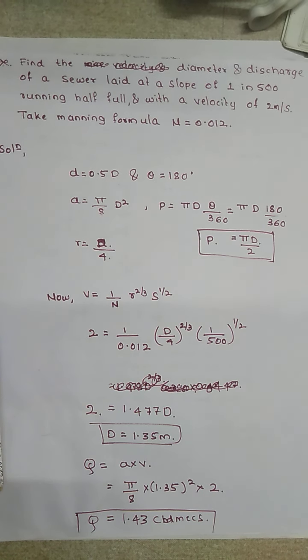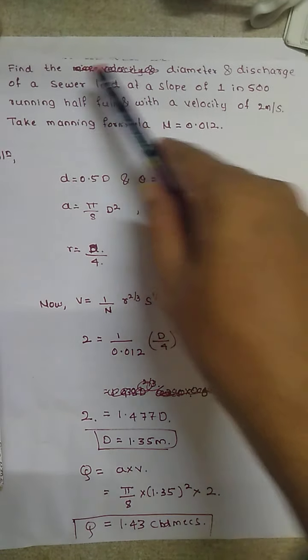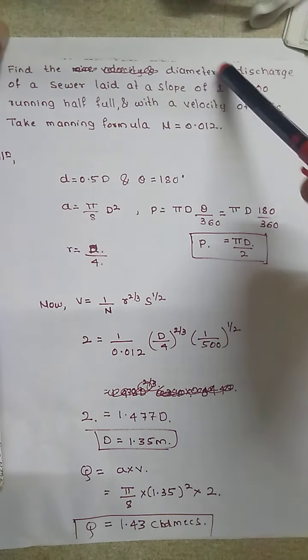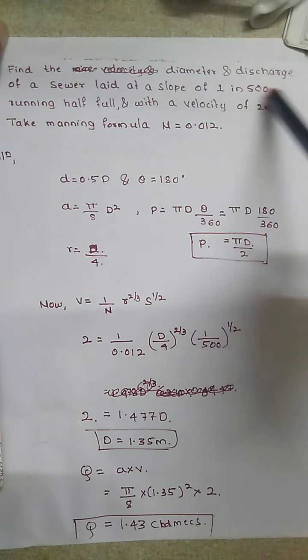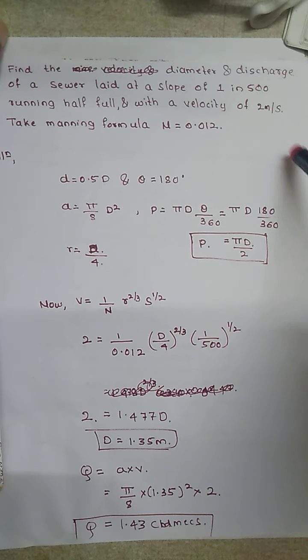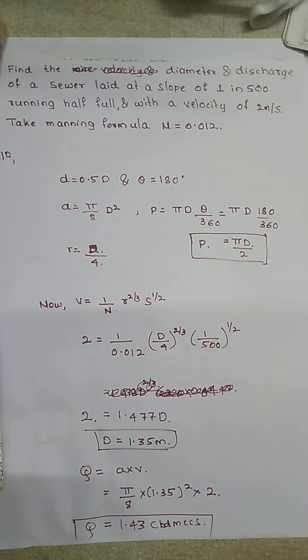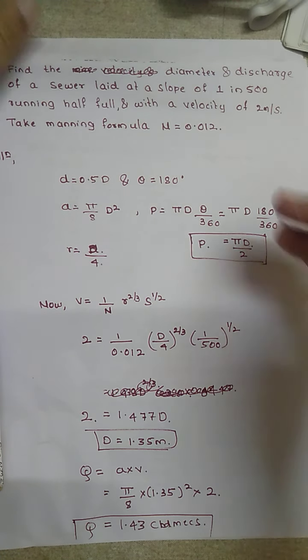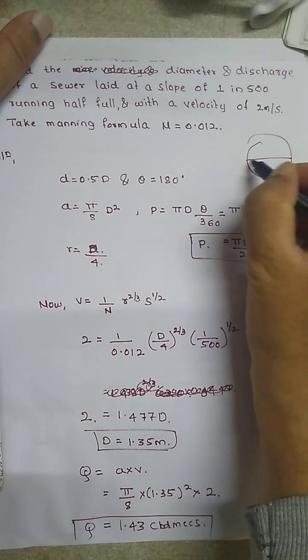Now again we will solve one more problem. Find the diameter and the discharge of a sewer laid in a slope of 1 in 500. In this problem they have asked you to determine the diameter and the discharge at a slope of 1 in 500, which is running half full with a velocity of 2 meter per second, using the Manning's formula. In this problem, you need to find out whether it is going to run full or half full. In this particular problem, it is running half full.